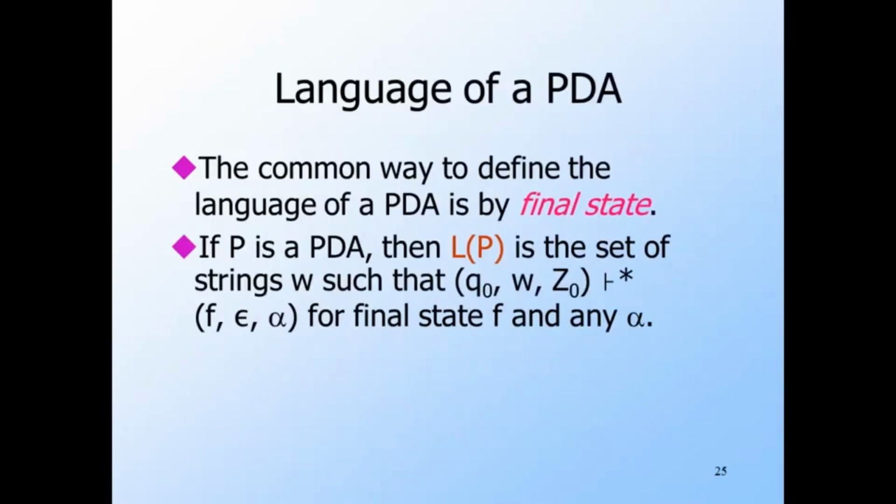Okay. The normal way to define the language of a PDA is by final state. That is, L of P, the language of a PDA P, is the set of strings W such that when P is started in its start state, with W on the input and the start symbol on the stack, that's this ID, there is a sequence of moves of P that leads to an ID with a final state, there we are, with W completely consumed, it's that, and anything on the stack, I don't care.